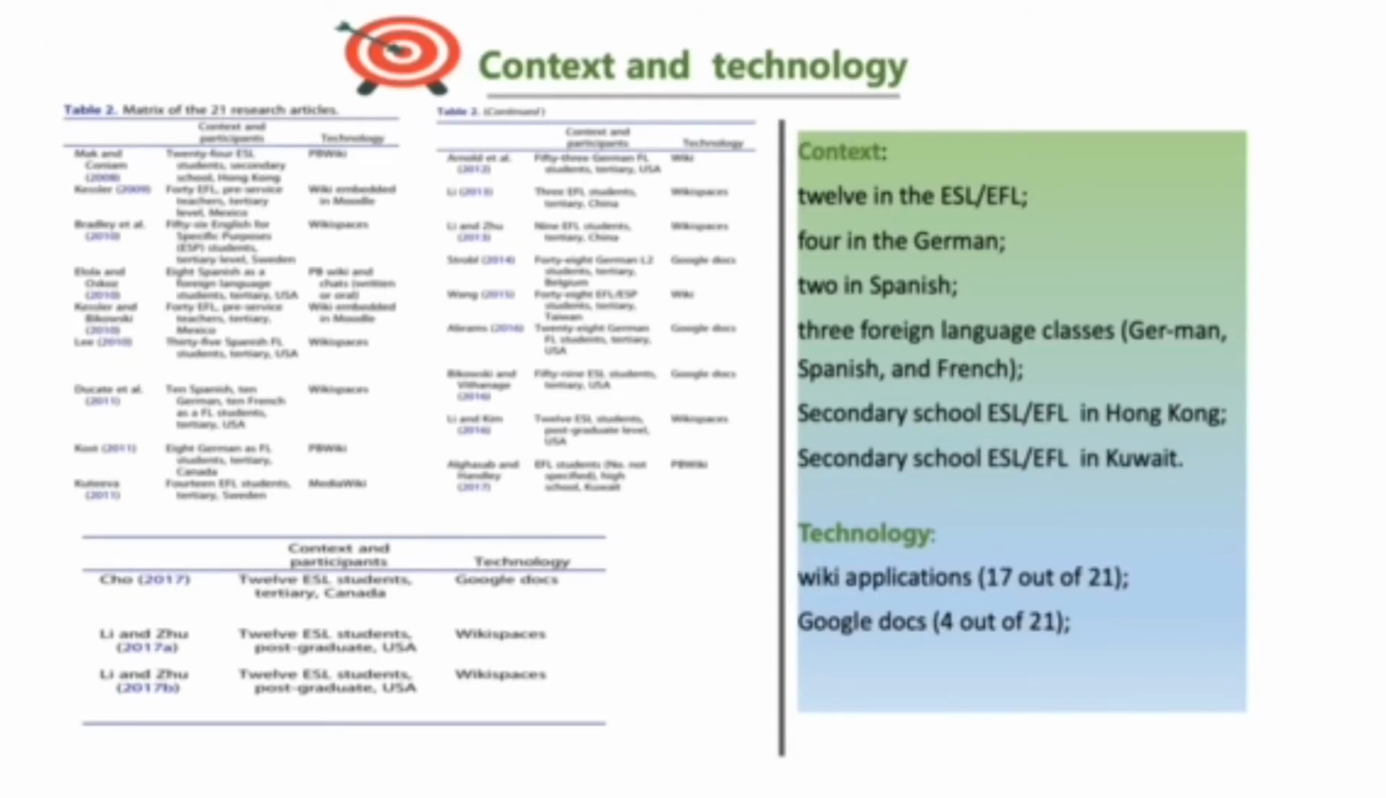First of all, the context and the technology. In Table 2 given in the figure now, we can clearly see that among these 21 studies, 19 are mainly carried out in the second language environment, including 12 English as a second language and English as a foreign language, 4 German as a foreign language and 2 Spanish, and 1 contains 3 languages: German, Spanish, and French. The other 2 are secondary schools, 1 in Hong Kong and 1 in Kuwait. In terms of the technology, 17 of them use Wiki applications and the remaining 4 use Google Docs.